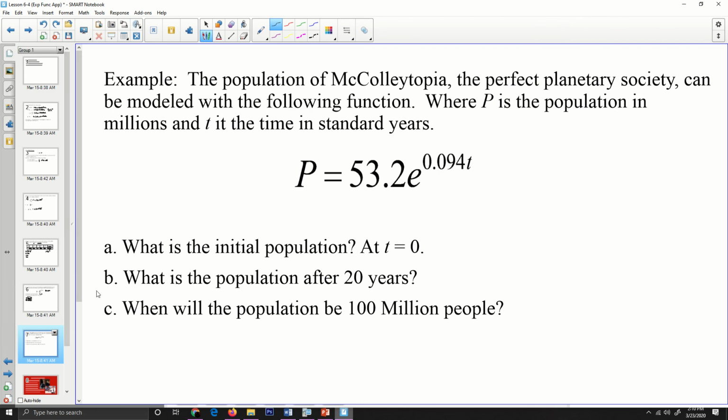The population of Maculatopia, the perfect planetary society, and with a name like Maculatopia, how could you go wrong? Can be modeled with the following function, where P is the population in millions and T is the time in standard years. So what is the initial population at T equals 0? So again, if I'm looking at it as y equals a b to the x, that a, that's my initial value. But it's not 53.2 because remember, P is the population in millions. So this is 53.2 million people.